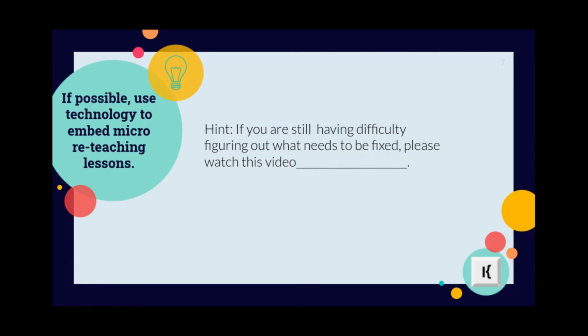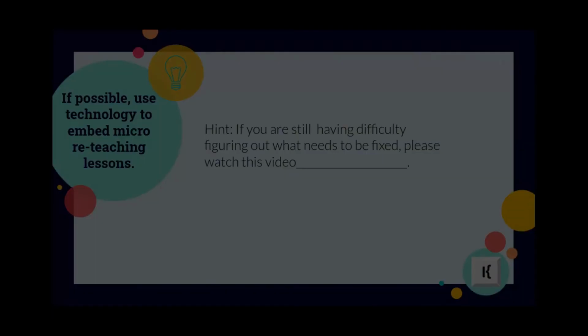And again, finally, with feedback, and especially right now, if possible, use technology. Technology is really great. You can use technology to embed micro reteaching lessons. For example, I might include this line at the end of my feedback. A hint: if you're still having difficulty figuring out what needs to be fixed, please watch this video. And that video might be a reteaching lesson of me going over the components of a formal outline again.